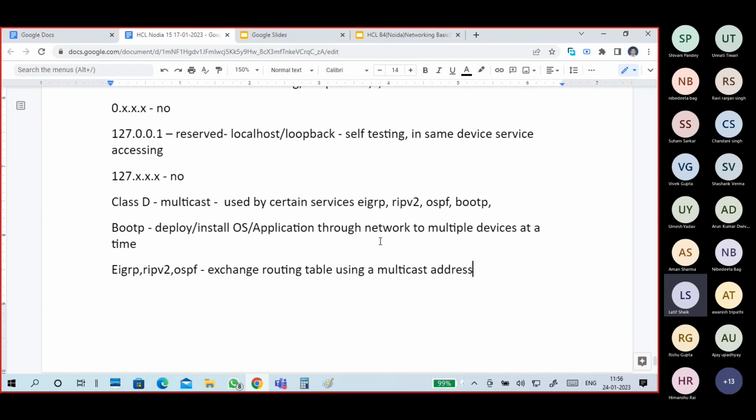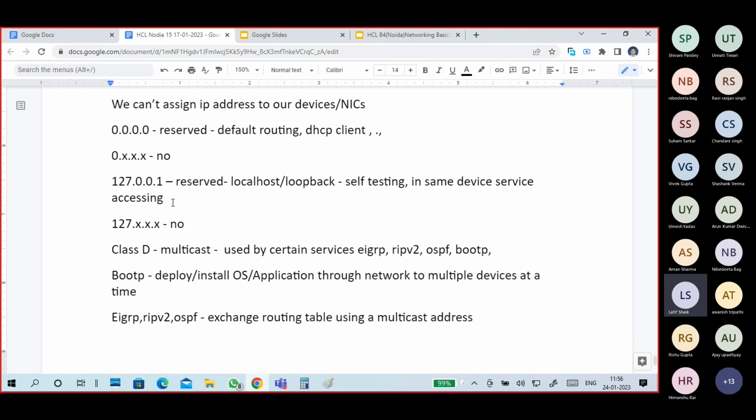If you don't get it, no problem. Okay, so this is important. First important point: 127.0.0.1 is a localhost loopback address used for self-testing, self-device accessing, self-device service access, or same device access.